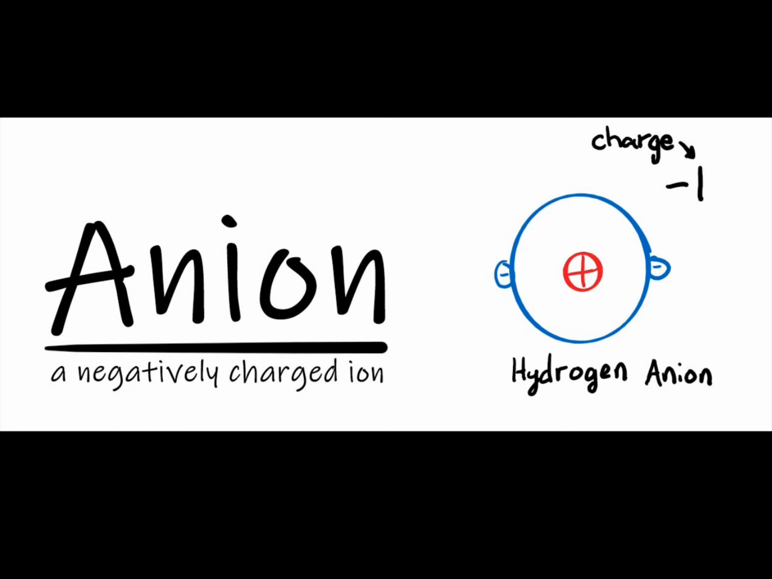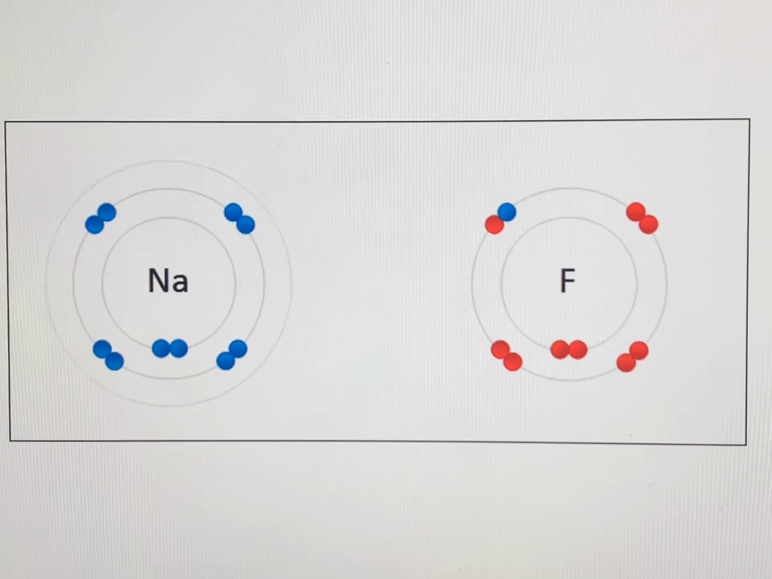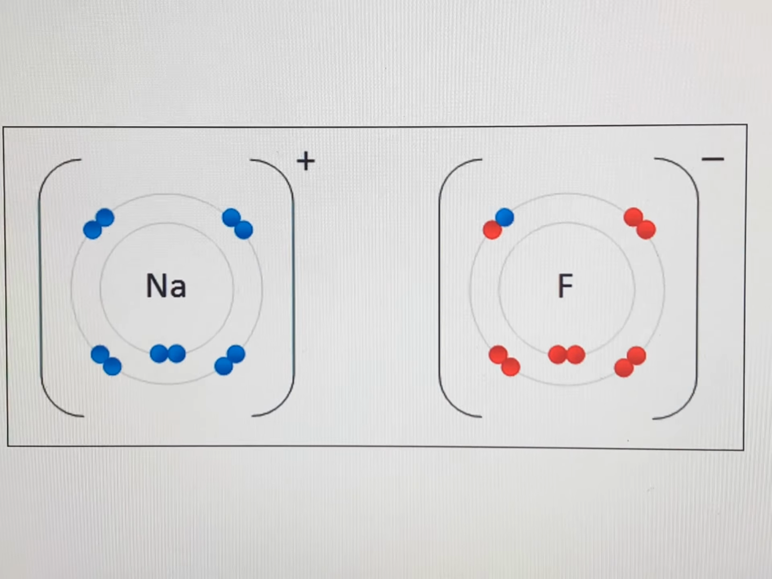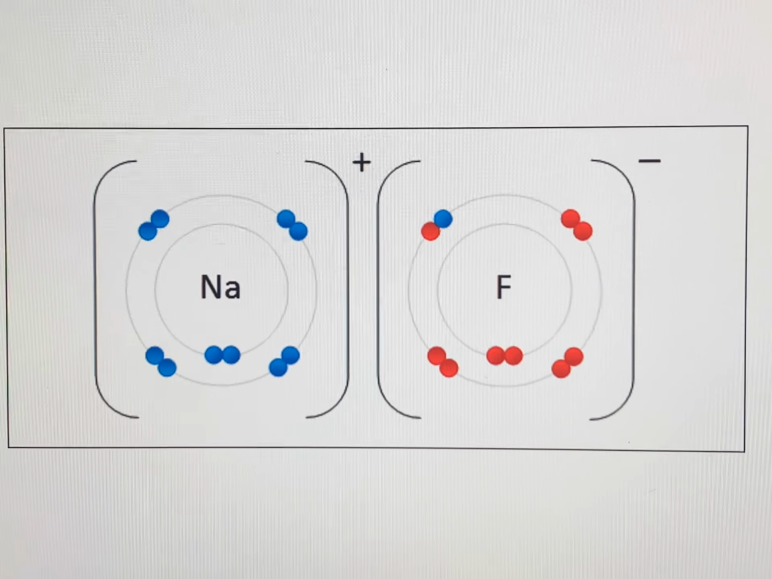Anions can form when an atom receives an electron from another atom or molecule. Anions have more electrons, which are negatively charged, than protons, which are positive. This creates a negative charge and allows anions to attract or interact with positive ions, which are called cations. Like magnets, positively charged particles attract negatively charged particles.